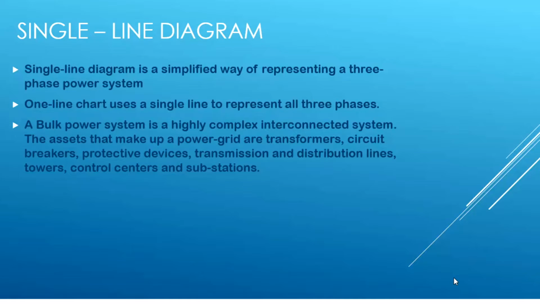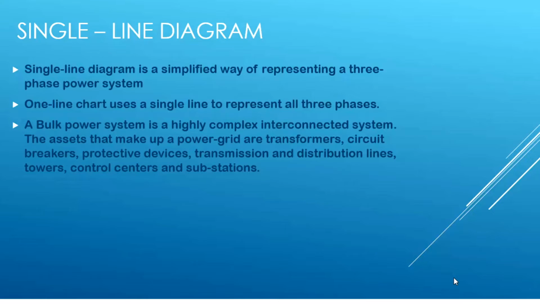Then a bulk power system is a highly complicated and interconnected system. Circuit breakers are used, isolators are used, power cables are used, then many protective devices are used, transformers are used, transmission lines and towers. But all the things cannot be mentioned in a single line diagram. So just as a block diagram or a simpler way of understanding the whole power system, we can define it as a single line diagram.